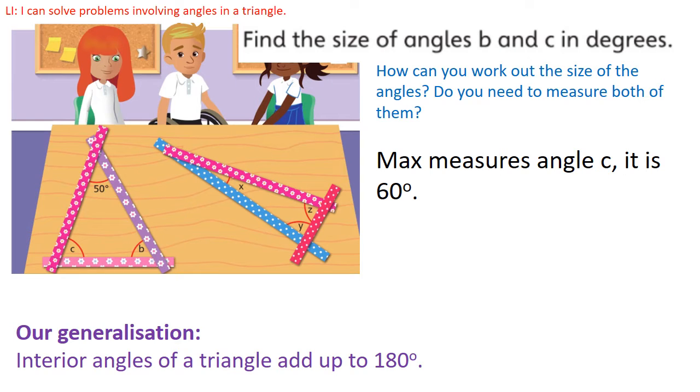So today we're going to carry on looking at angles in a triangle. Let's have a look at our first problem. Three children have made two different triangles. Find the size of angles B and C in degrees.